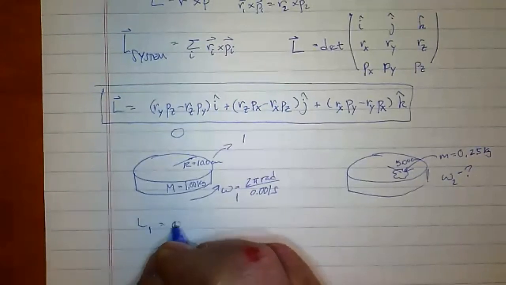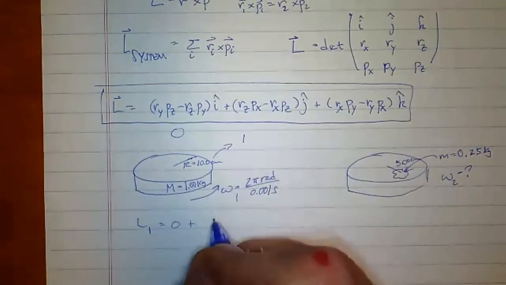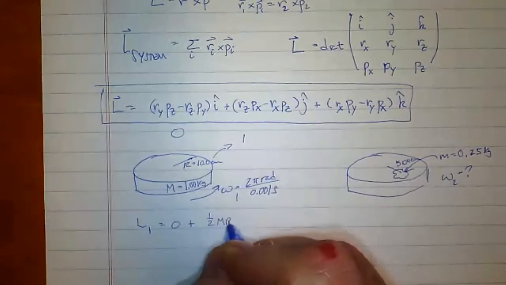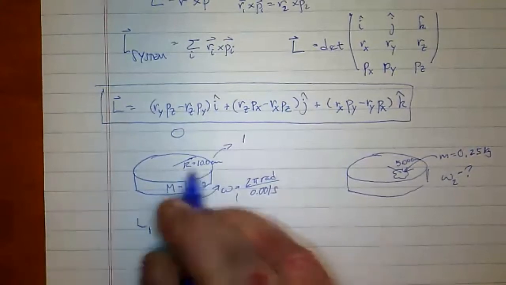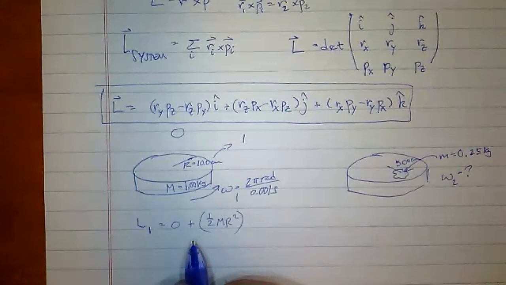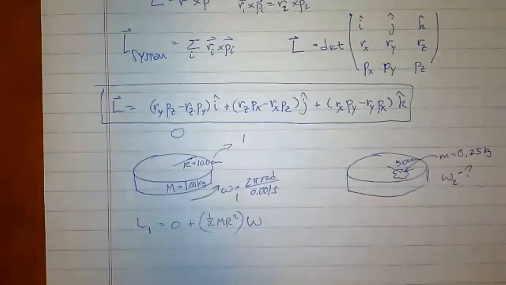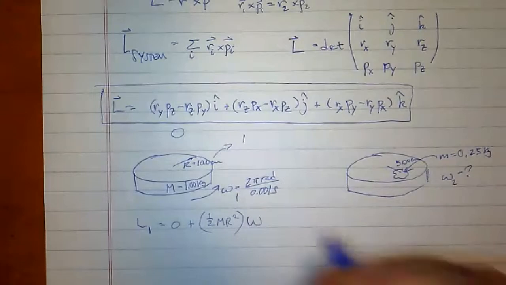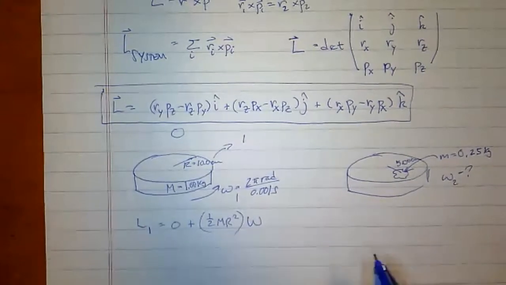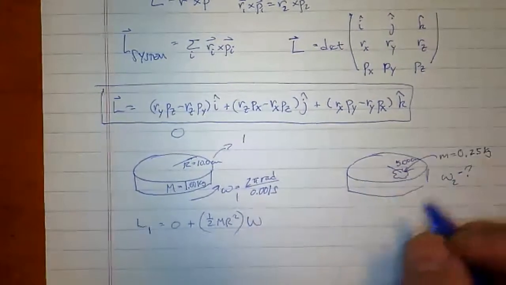So in fact, the initial momentum, L1, is actually equal to 0 plus I omega. I is 1/2 mr squared, that's the moment of inertia for a cylinder, times omega. So I omega is really what it is. We've got what omega is, we've got 1/2 mr squared, we've got everything we need to calculate here.